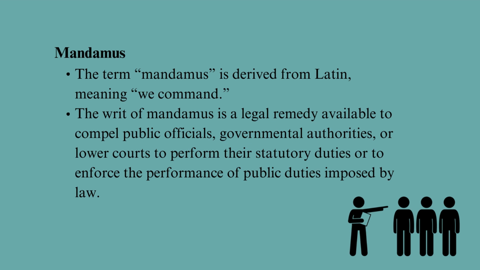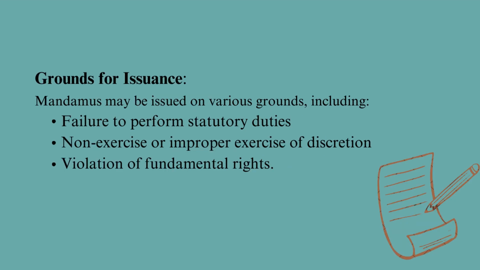This writ can be issued on various grounds. The first one is the failure to perform statutory duties. If any of these authorities have failed to perform their duty, this writ can be issued. Also, if there is an improper exercise of discretion, this writ can be used.